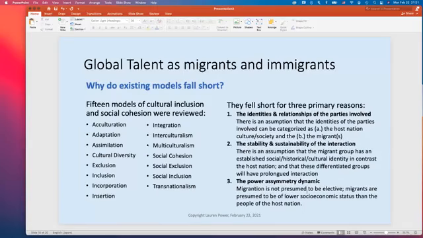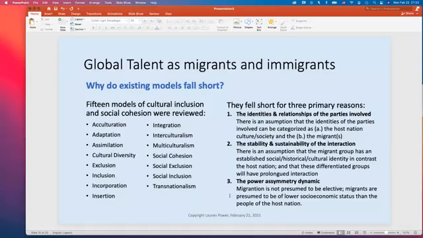So in my research, I examined 15 different models of cultural inclusion, and they all kind of fall short. These are the ones that I examined, and these are very common. Maybe some of you are familiar, I'm sure you are, but they fell short for three primary reasons. The first is that the identities and relationships of the parties involved didn't reflect what I found. They tend to be based on the notion that the host nation, culture or society, and the migrants are the two parties interacting. This was not the case for the group that I studied. It was the migrant or the global talent, and then the expatriate society or group of migrants.